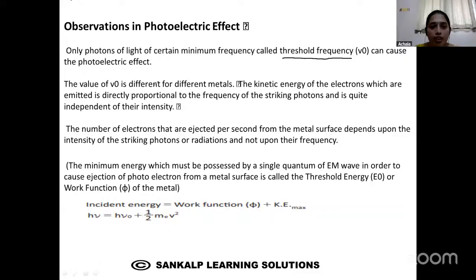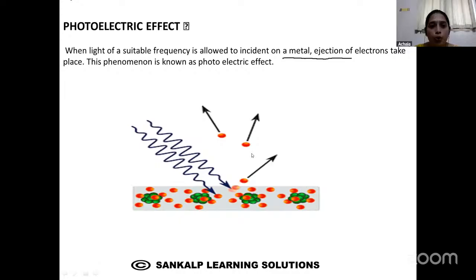Nu naught is different for different metals. The electrons which are emitted will be having some kinetic energy. This kinetic energy depends on the intensity of the light falling. Based on that, the ejected electrons will have some kinetic energy. It is given by incident energy equal to work function plus kinetic energy.